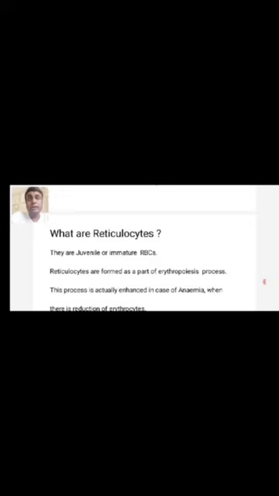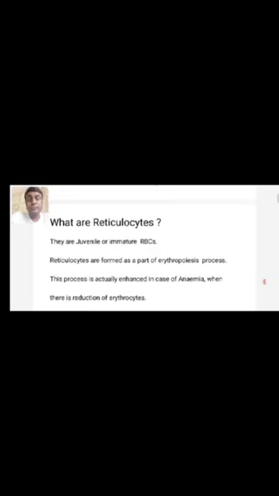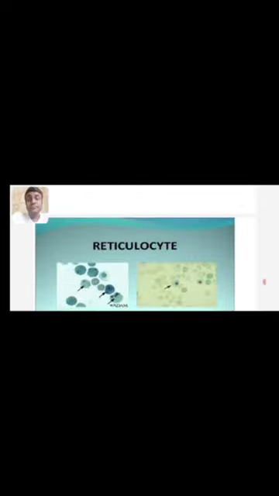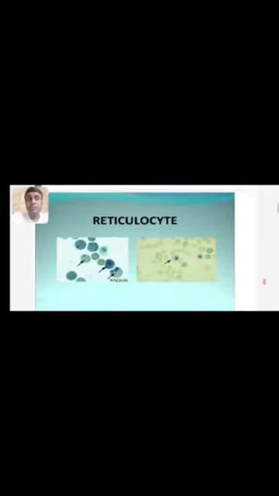Reticulocytes are formed as a part of the process of erythropoiesis. This process is actually normal and is enhanced in cases of anemia, when there is a reduction of erythrocytes or RBCs in the blood. So these are reticulocytes. They are immature RBCs, the precursors of RBCs in immature form, before the full-form adult RBCs are formed.